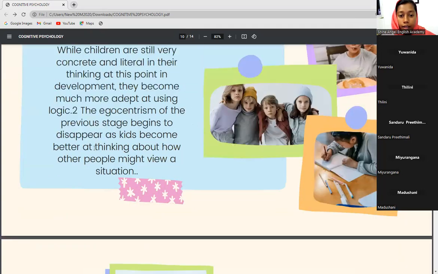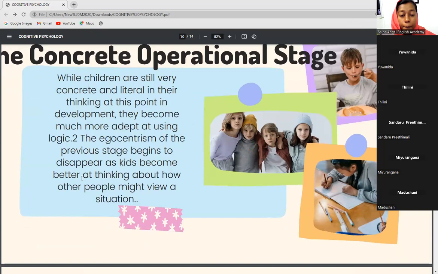As kids become better at thinking about how other people might view a situation, they start to think about others. They were egocentric.